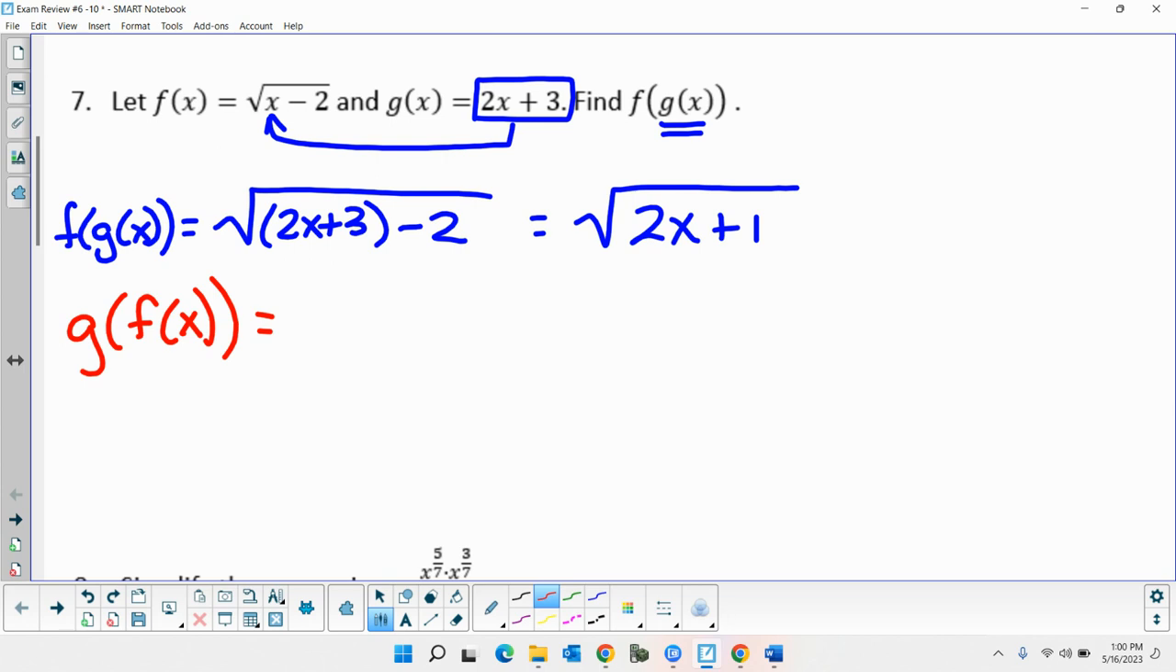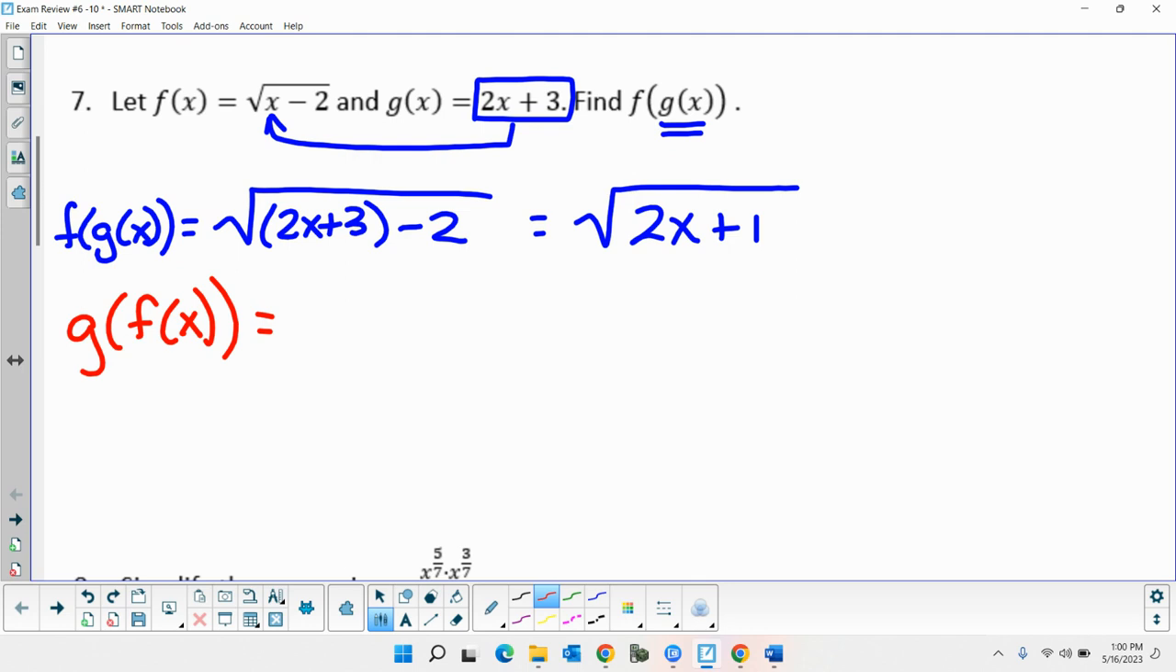Libby? How did you get 2x plus 1? 3 minus 2, those are like terms, so I just put them together. So the parentheses don't mean anything? No. If there was no symbol there, then I'd have to multiply by 2, distribute the 2. But since it's minus 2, I just subtract 2 from the 3.